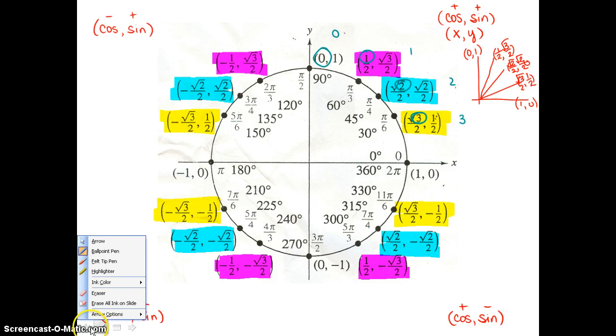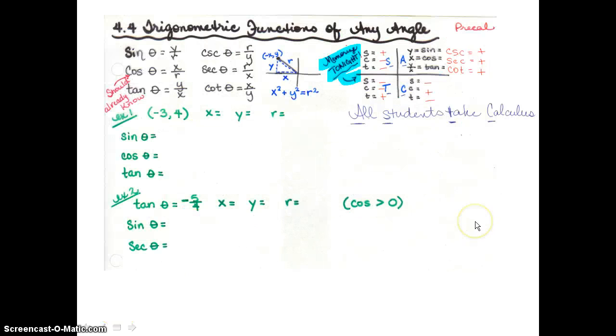All right, so now that we've got some background on the unit circle and how to create those values, let's look at example number 1. For example number 1, they give me an ordered pair, negative 3, 4, and they say, let negative 3, 4 be a point on the terminal side of theta. Find the sine, cosine, and tangent of theta.